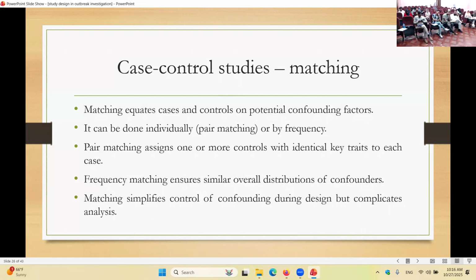So if you were doing a study and you find the confounders are not equally distributed, or they are probably skewed in one group more than the other, what would you do statistically?